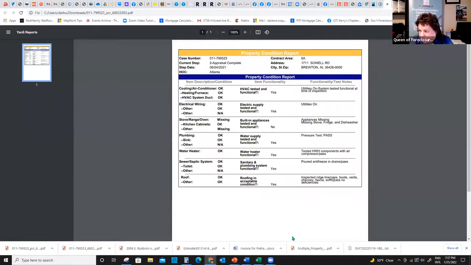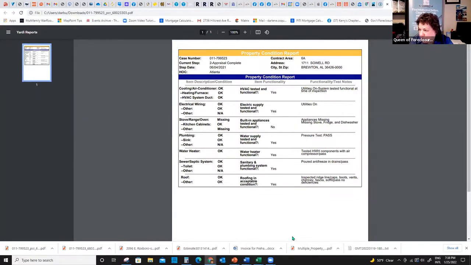So what do I see? The first thing I do is I look down, look at the left-hand column. These are the categories. Okay, okay, okay. Everything says okay, I don't really care. NA, okay, no, not applicable, missing. Stove, range, oven is missing. Okay, and then I read to the right, missing the stove, the fridge, and the dishwasher. All right, plumbing, okay, okay. Pressure test passed. Everything is okay. So again, I just read the left, I read the right, and then I move on.